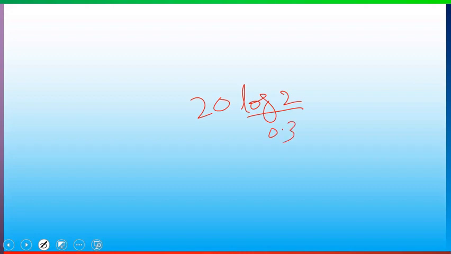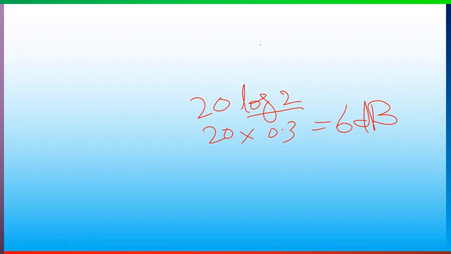So now we will multiply this 0.3 with the base 20 and we'll get a 6 decibel change. So any change by a factor of 2 in amplitude, voltage and amplitude, that will be equal to 6 decibel change.